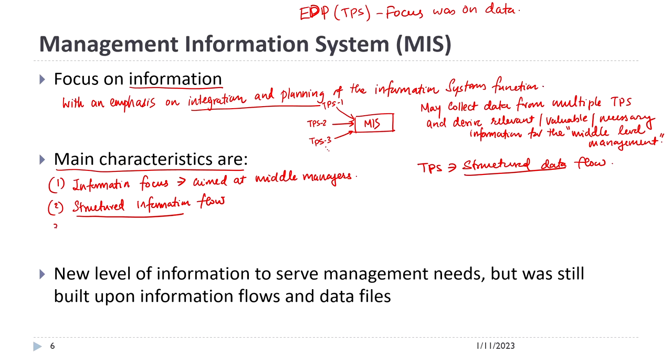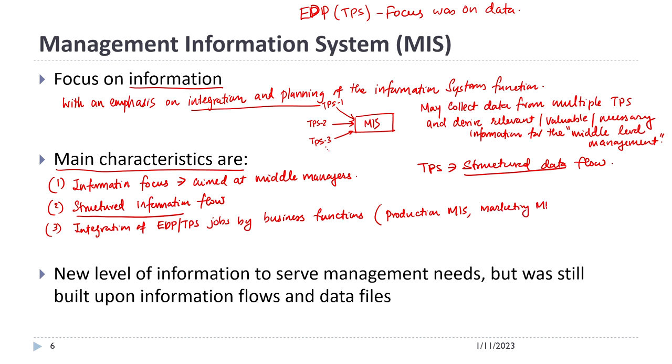Then the third part is the integration of EDP or TPS jobs by business functions. When you say business function, what do you mean? One example is production MIS, another is marketing MIS, you can talk about personnel MIS, etcetera. What we are talking about here is the different functions of the business, whether it is production, marketing, finance, HR, etcetera. You are integrating them by business function.